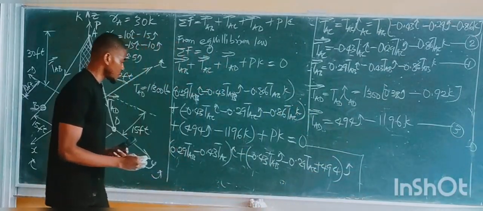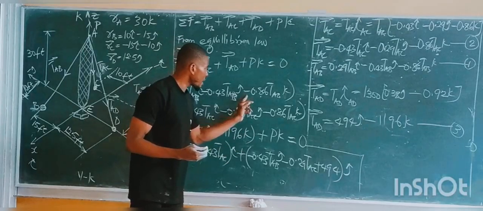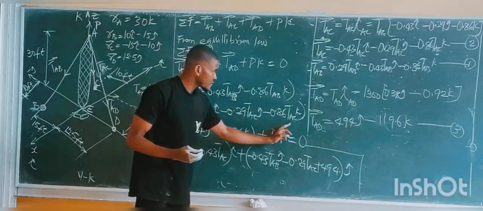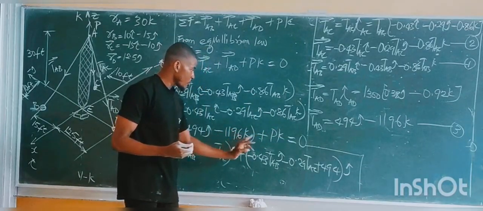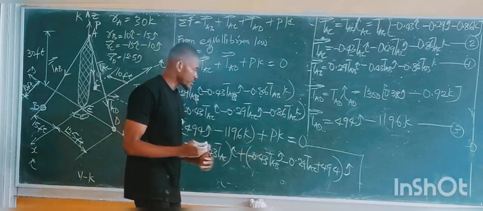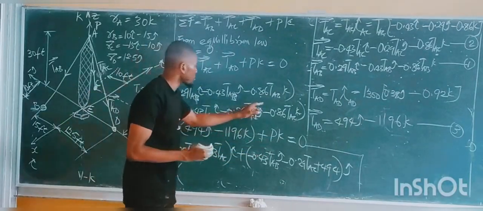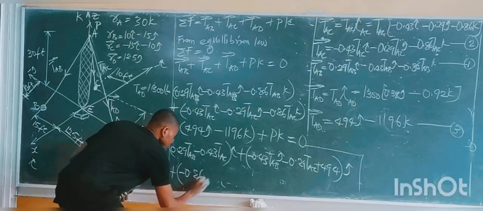So we have this. And then we add up all the K terms. We have minus 0.86 TAB K, minus 0.86 TAC K, minus 1196 K, and plus P K. So add all the K terms together.